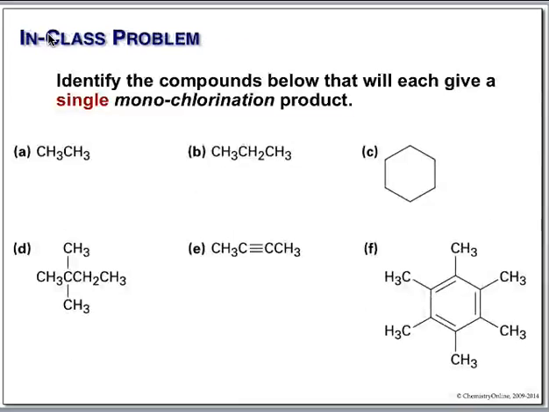Now I said, the problem with a radical reaction is it is non-selective. We can get multiple substitutions, that's bad, but we can also get multiple products if we have more than one type of hydrogen in your compound. So the question here, very simply, and this is off an old exam: identify the compounds below that would give a single monofluorination product.